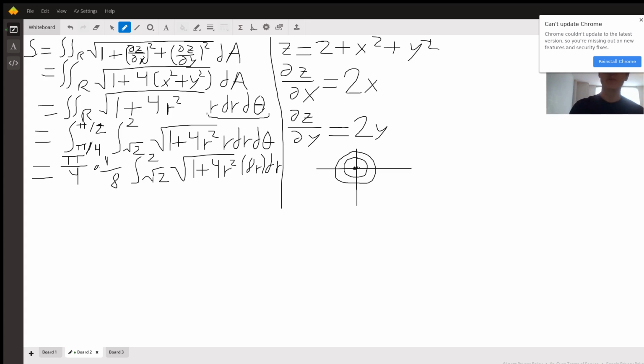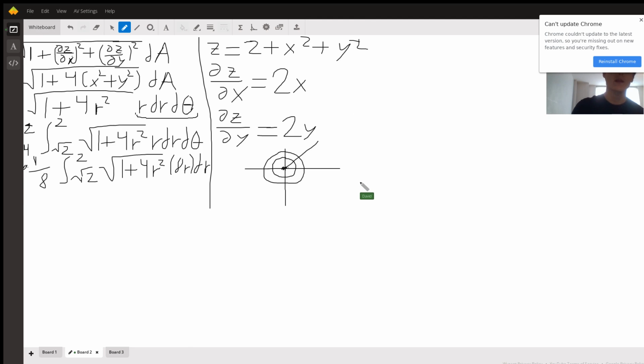Theta is constant along rays starting at the origin. Every point along the 45-degree line y equals x has theta equals pi over 4, which is half of the angle pi over 2 corresponding to the positive part of the y-axis.